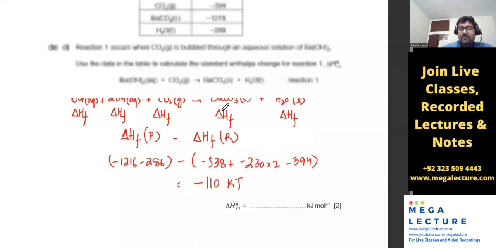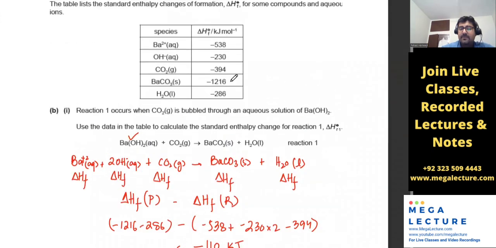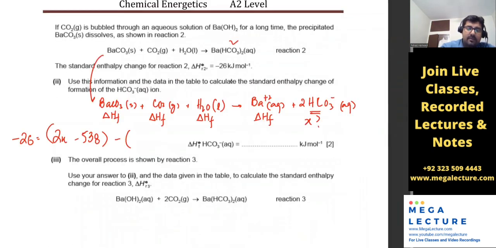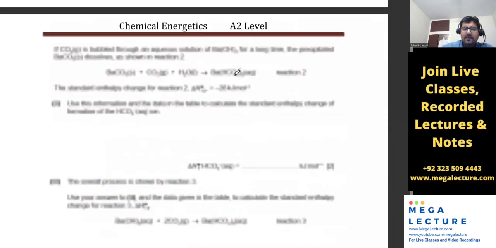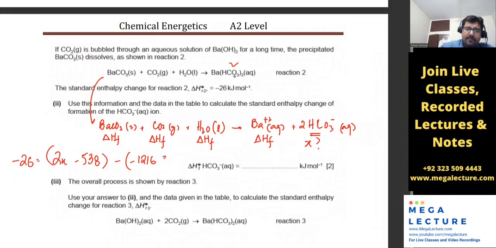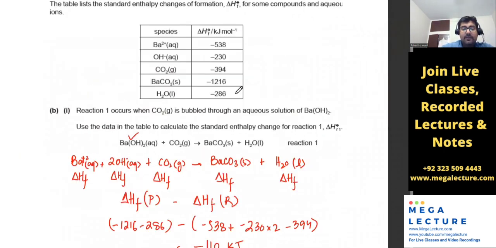So BaCO3 is minus 1216. And there is CO2 and there's H2O. So CO2 is minus 394. And there is H2O as well, minus 286.